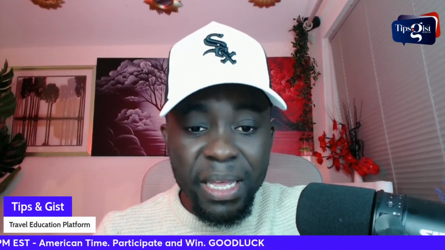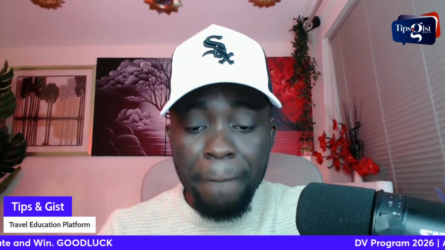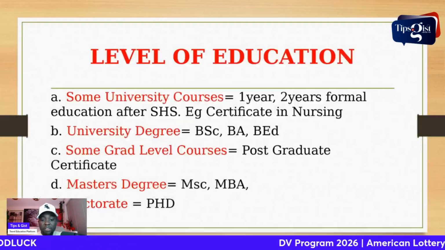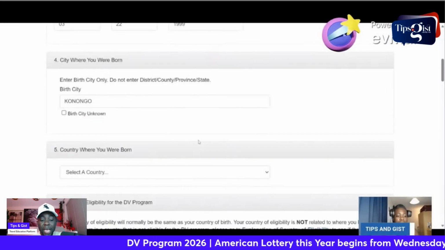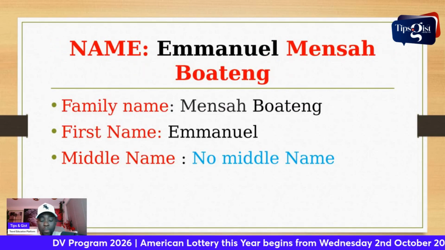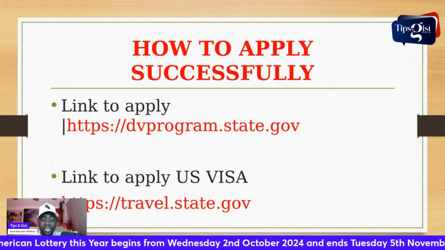This is how you can answer the questions for the American Lottery. Everybody can participate. All you need is to get the address. I repeat, it is dvprogram.state.gov. And I have embedded the link right in the caption. So click on the caption of this video and you're going to get the link over there.